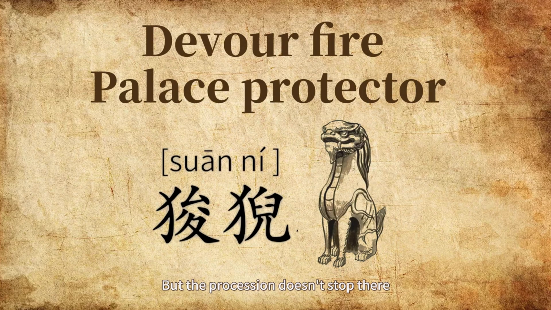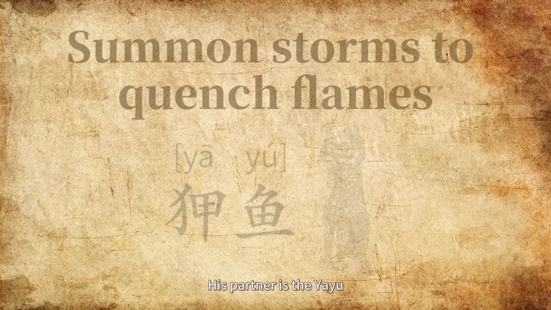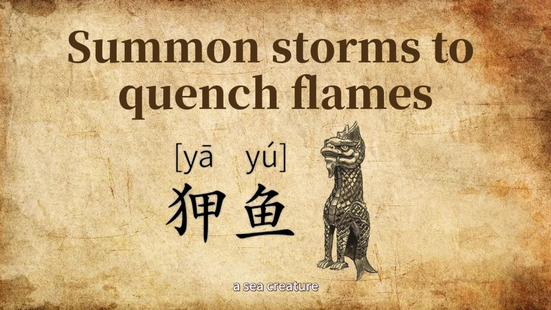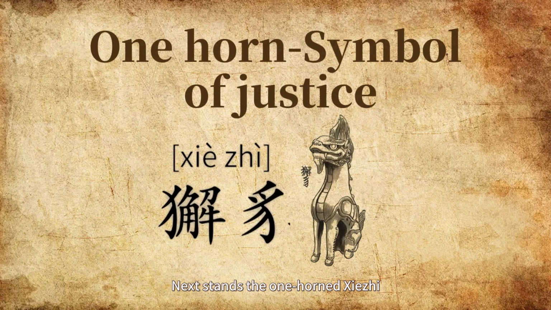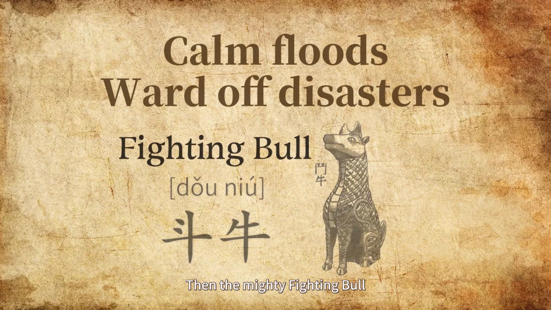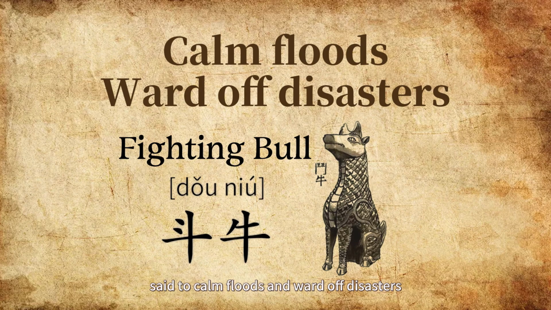But the procession doesn't stop there. Here comes the Suanni, one of the dragon's 9 sons, famous for devouring smoke and flames, keeping the palace safe from fire. His partner is the Yayu, a sea creature whose sweeping tail can summon storms to put out any blaze. Next stands the one-horned Xie, a creature of absolute integrity, able to distinguish right from wrong, an eternal symbol of justice. Then, the mighty fighting bull, said to calm floods and ward off disasters, so powerful that even raging waters must retreat.